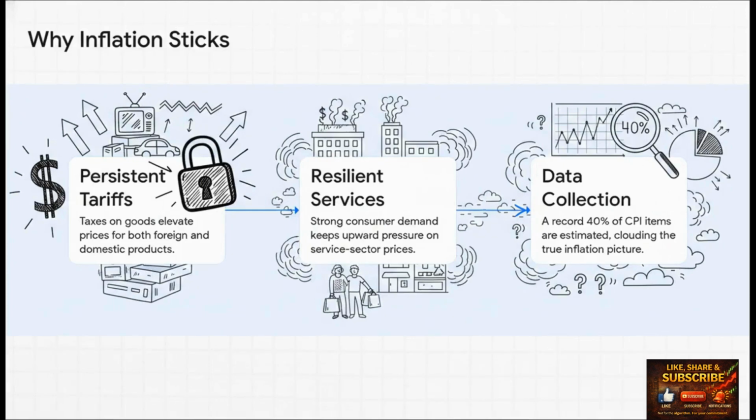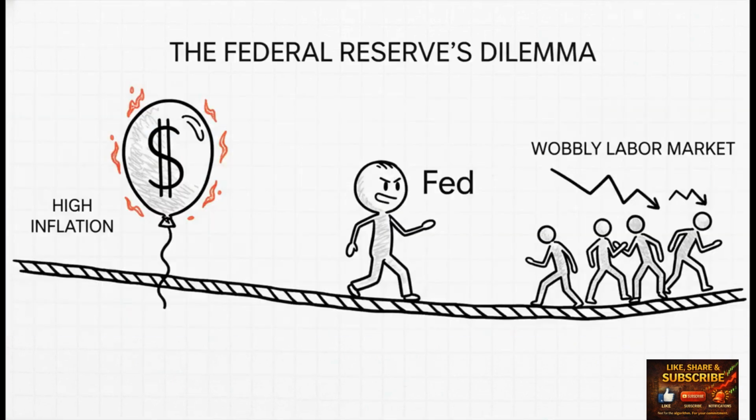So why can't we shake this inflation? Well, the research points to three main culprits. First up, we've got persistent tariffs, which are basically taxes that just make things more expensive. Second, the services part of the economy is still running hot, keeping demand and prices high. And third, and this one is wild, budget cuts at the Bureau of Labor Statistics mean that a record 40% of the items in the Consumer Price Index are now just estimated, not directly measured. That makes it really hard to know what the true inflation picture even is. This whole situation puts the Fed in a real bind.